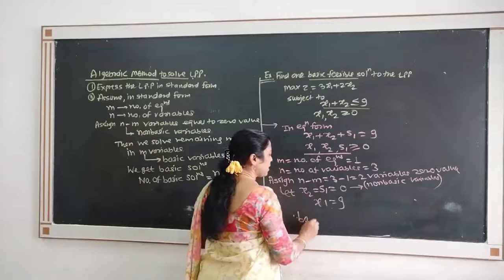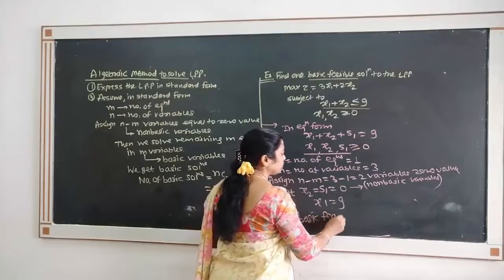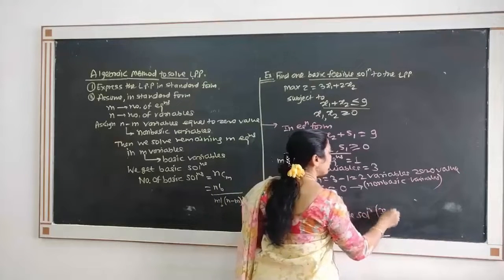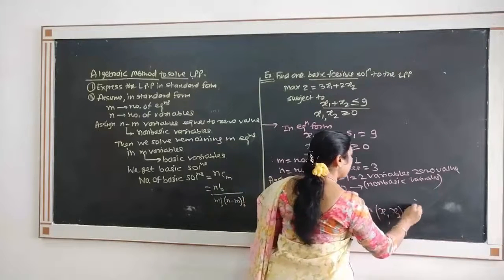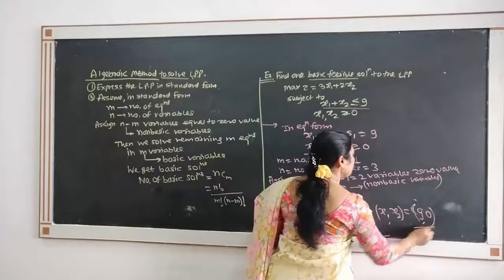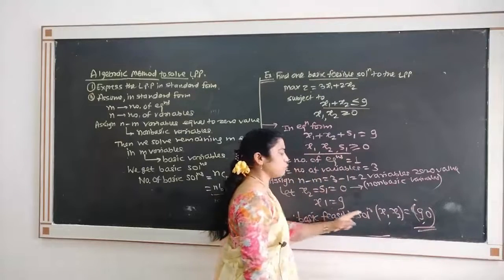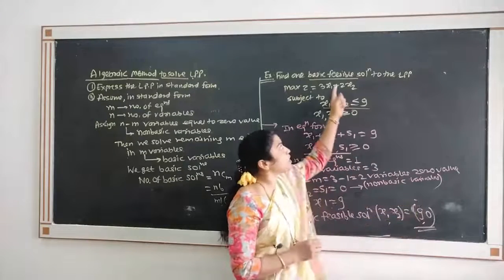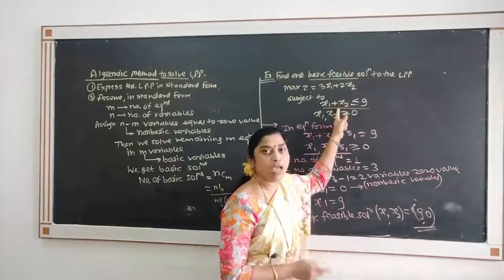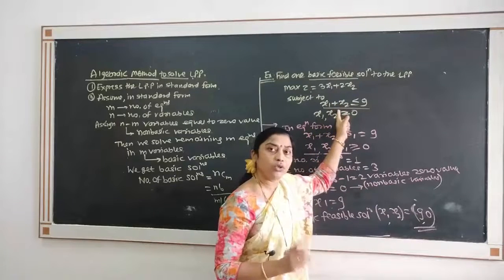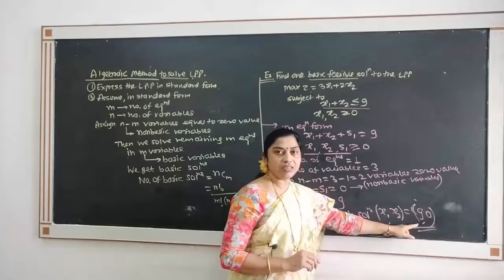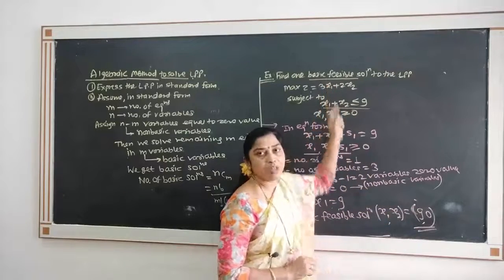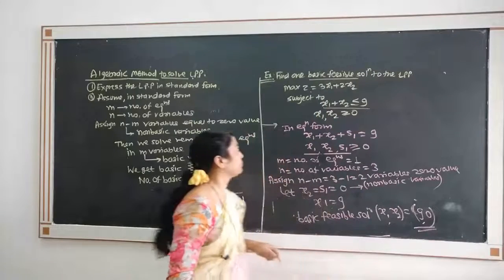So what is our basic feasible solution? It is x1, x2, where x1 comes to be 9 and x2 comes to be 0. So the basic feasible solution comes to be (9, 0). Why is this a feasible solution? Feasible solution means it must satisfy all the constraints together with the non-negativity constraint. Observe that it satisfies all the constraints together with non-negativity, which means it is a basic feasible solution.